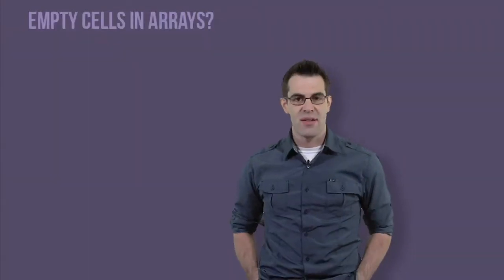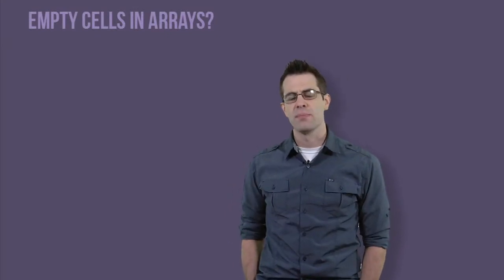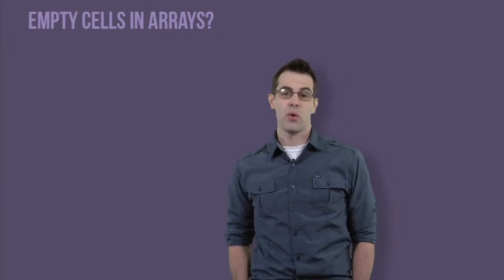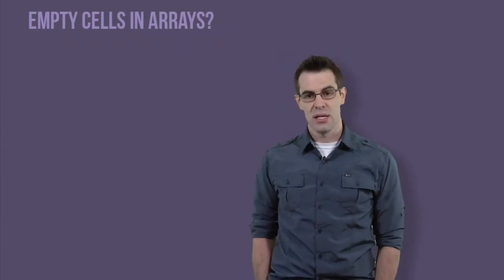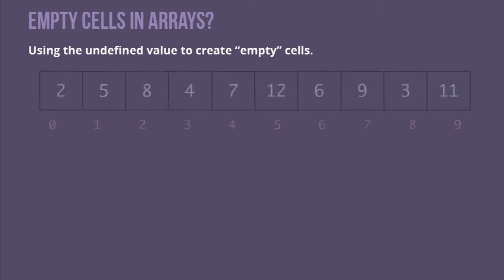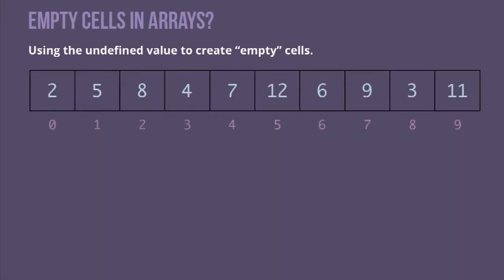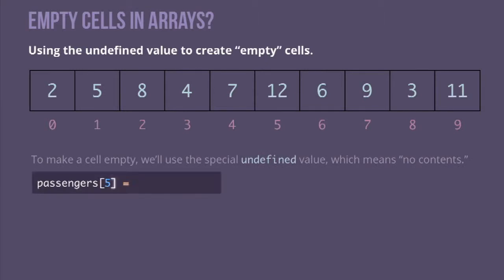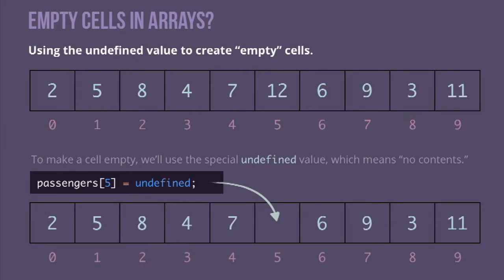So we've looked at arrays that have a whole lot of contents in them, and you might ask the question, can you have an array with no contents in it, or can you have an array with cells that are empty? Yes, you can. Let's take a look at that. We can use the undefined value to create empty cells, because the undefined value just means no contents. Looking in our existing numberList array, if we wanted to make cell 5 empty, we could just use our regular cell reference notation with numberList[5] and set that equal to undefined.